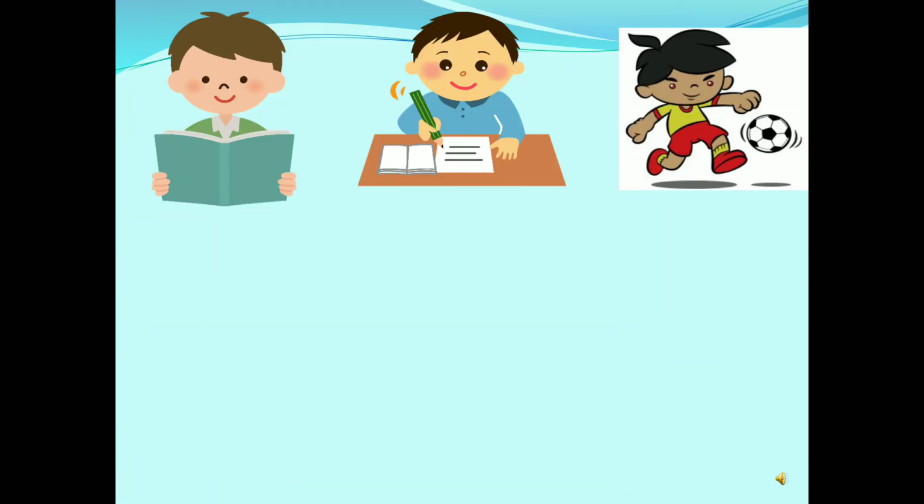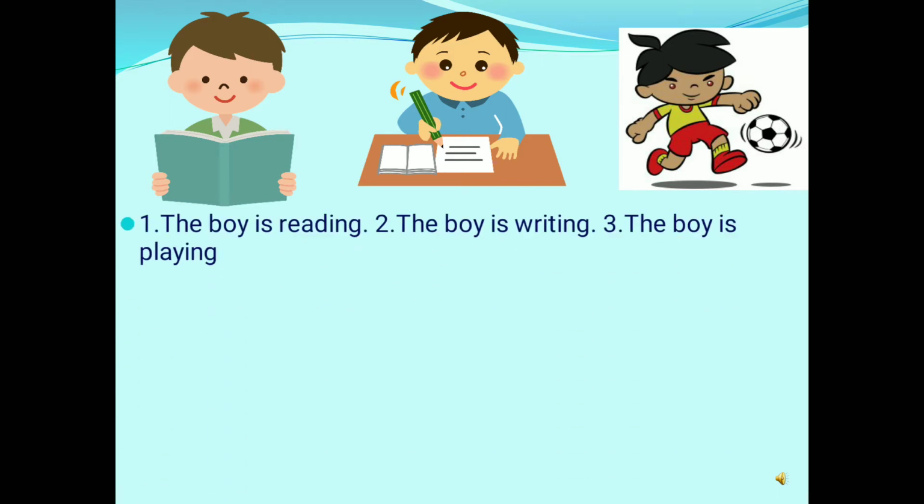Look at this picture. Who are there in this? There are three boys. What are they doing? The first boy is reading. The second boy is writing. And the third boy is playing.